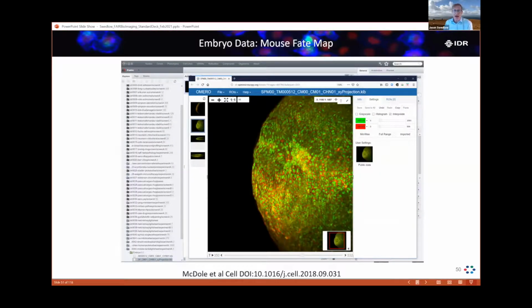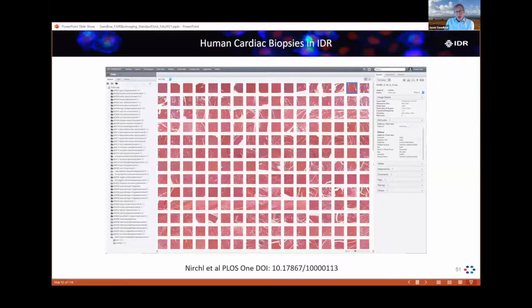This is an example from Geneva Farm. This is from Philip Keller's lab. This is light sheet microscopy, and this is the definitive fate map of the mouse embryo going through several hours of development.